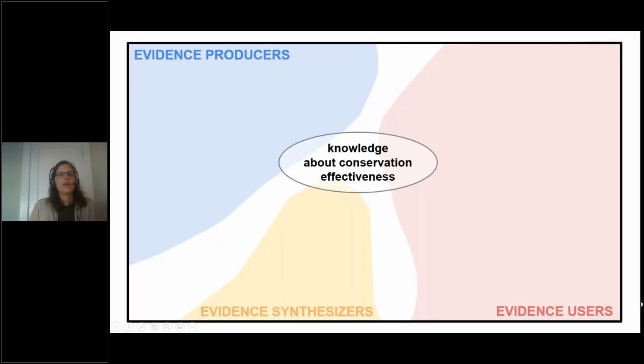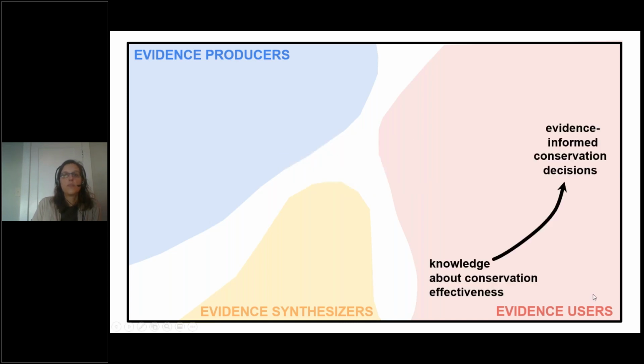The question we're addressing today in this session is, how can we work together to increase the efficiency by which we collectively build knowledge about the effectiveness of conservation interventions? Today, we're going to explore the spaces in which evidence users, producers, and synthesizers work, and importantly, what must happen in the spaces in between these functional groups to ensure that users of evidence can acquire knowledge about the effectiveness of conservation interventions to inform decision-making.